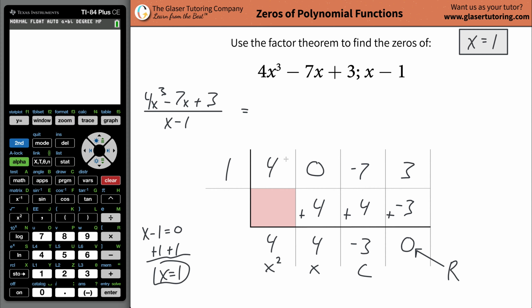All right? So basically what we found is that the result, or the quotient, is going to be 4x squared plus 4x minus 3.